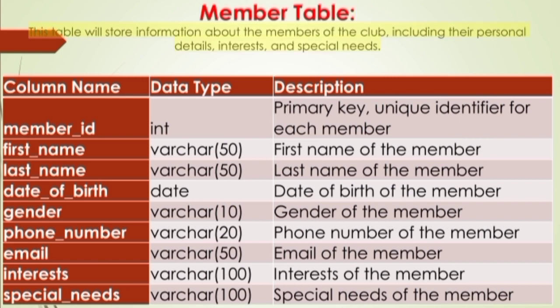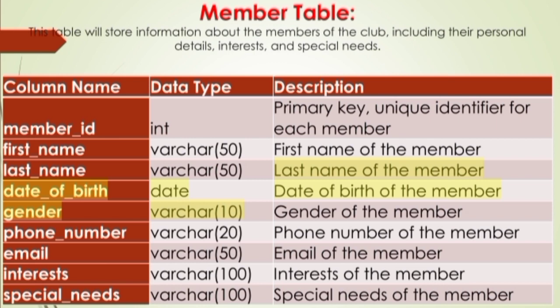Member Table. This table will store information about the members of the club, including their personal details, interests, and special needs. Column Name, Data Type, Description. Member_id, int, Primary Key, unique identifier for each member. First_name, Varchar 50, first name of the member. Last_name, Varchar 50, last name of the member.